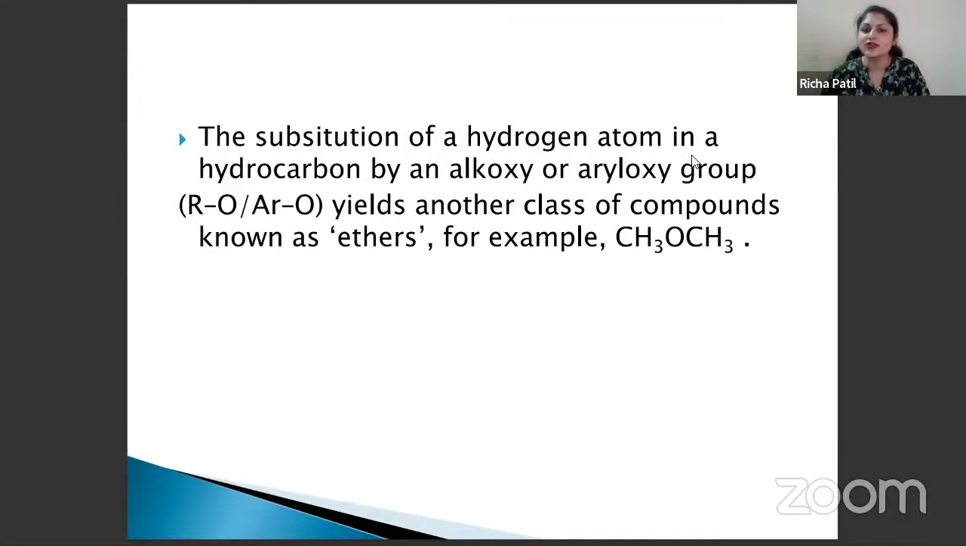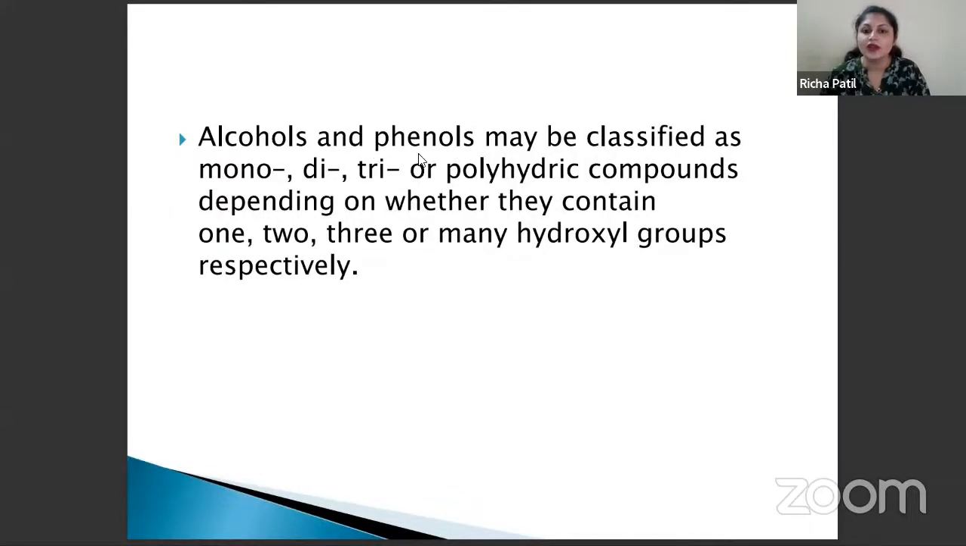The substitution of a hydrogen atom in a hydrocarbon by an alkoxy or aryloxy group yields another class of compounds known as ethers. So another class of compounds which we are going to discuss is ethers. When you substitute one of the hydrogen atoms of the hydrocarbon by an alkoxy group, what is an alkoxy group? RO. R-O is an alkoxy group, and aryloxy is an Ar-O group, that is, an aromatic ring attached to O. So it yields another class of compound known as ether. An example is dimethyl ether.